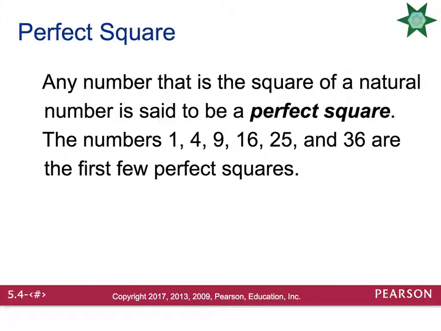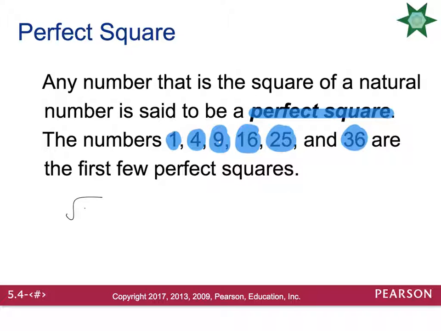Let's talk about numbers that are perfect squares. Perfect squares are numbers where you take a number and square it and you get this number. So 1, because 1 times 1 is 1. 4, because 2 times 2 is 4. 9, because 3 times 3 is 9. 16, because 4 times 4 is 16. 25, because 5 times 5 is 25. 36.